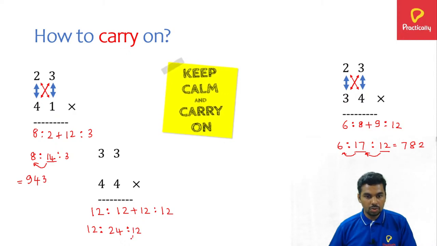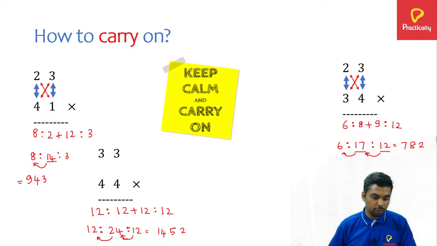12:24:12. So, as we said, whenever there is a 2 digit number, you give the carry as the tens place digit. Everybody understands what a tens place digit is, right? So, in 12, 2 is the units place, 1 is the tens place. So you give that as the carry to the next. So the answer is going to be, I'll start from the last 2. This will become 25. So write 5. And 2 is going to get carried to 12. 12 plus 2 is 14. So the answer is 1452.